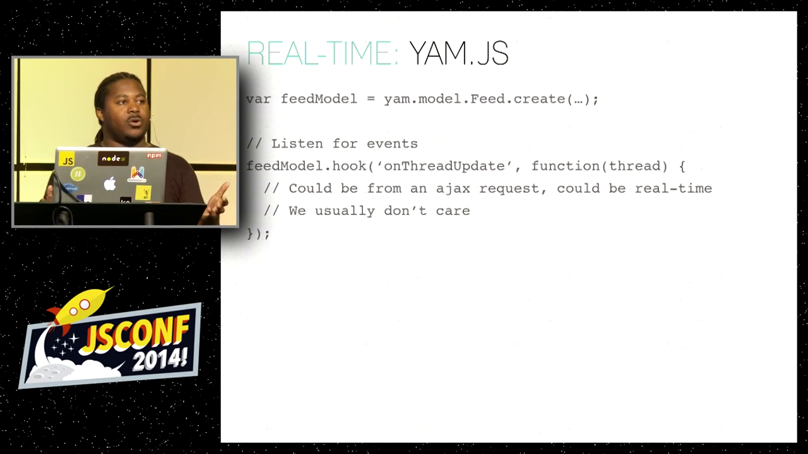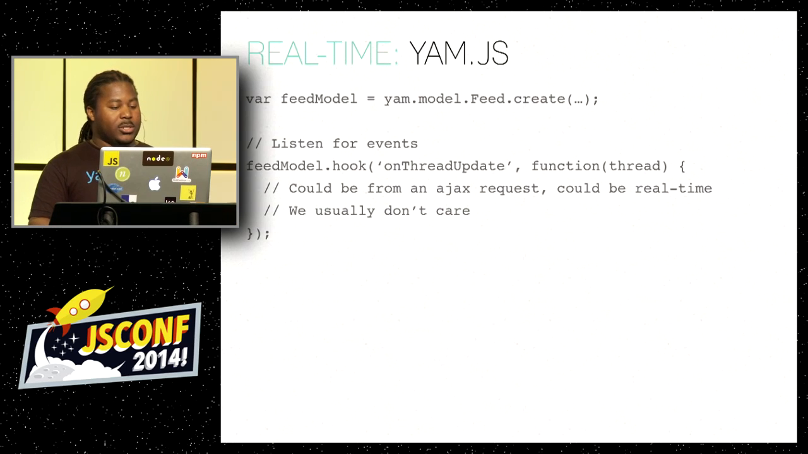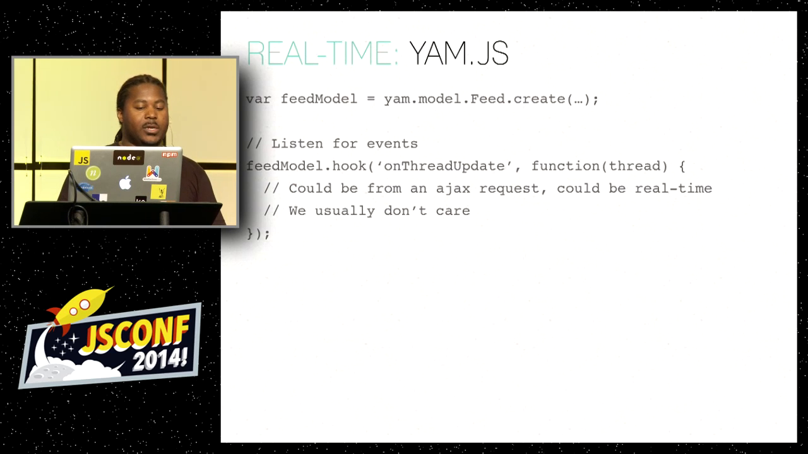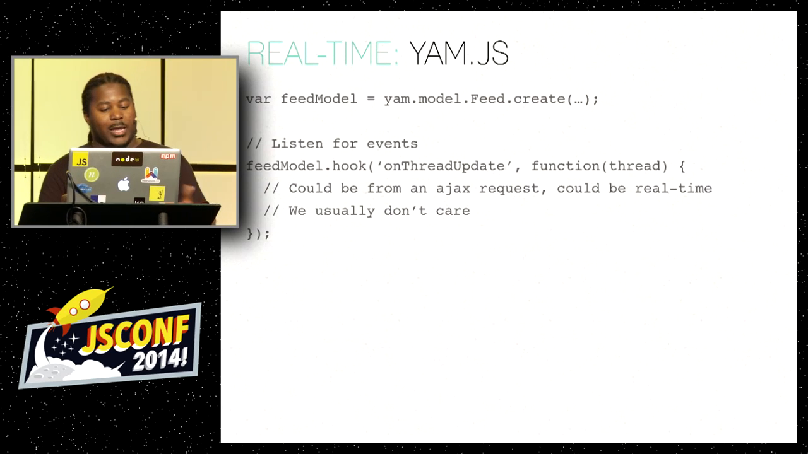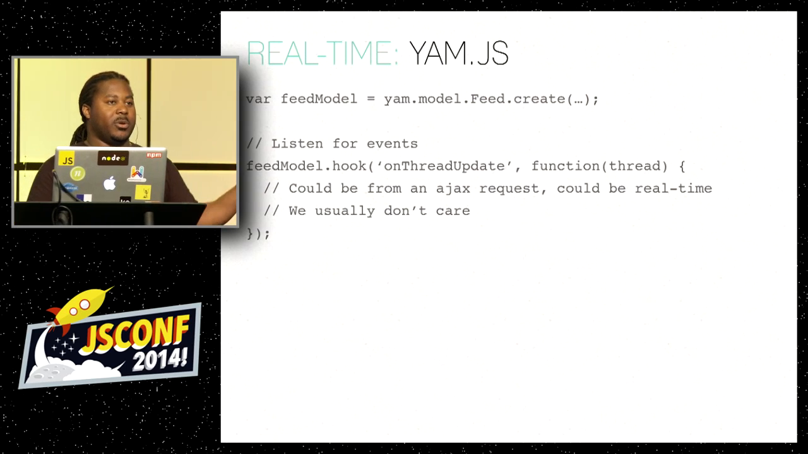You just create your model like you do in any other place, and then you hook onto this on-thread update that says if there are new threads coming into this feed collection, let me know. And that's it. You don't have to mess around with the real time. This could be a regular AJAX call. This could be real time. We don't really care.